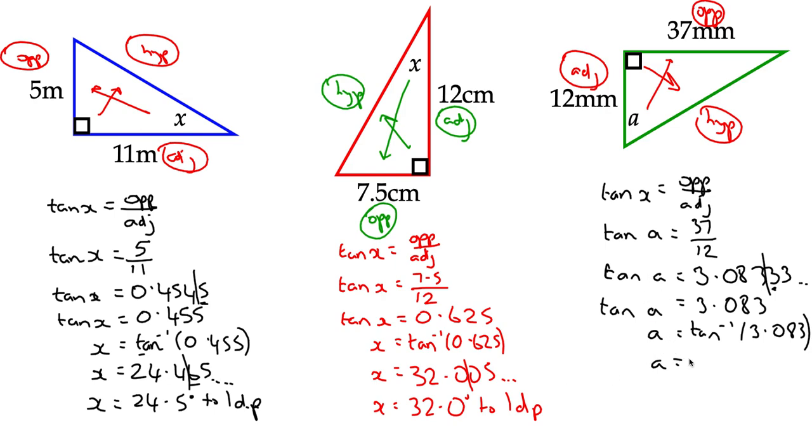72.029. I'm going to round it to 1 decimal place because it's my answer. A is equal to 72.0 degrees to 1 decimal place. There we go. So make sure you keep the angle, the marked angle in the diagram. It says A, so try and use A and not just assume it's going to be X, although it often is. Okay. So let's try the next 3.